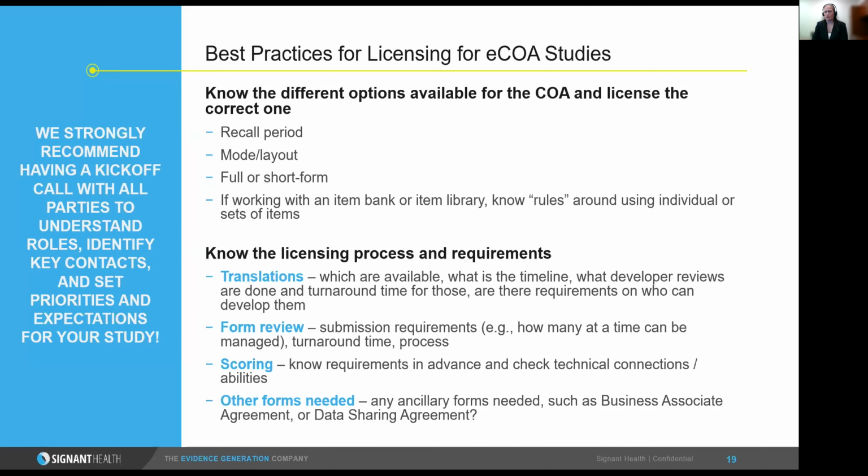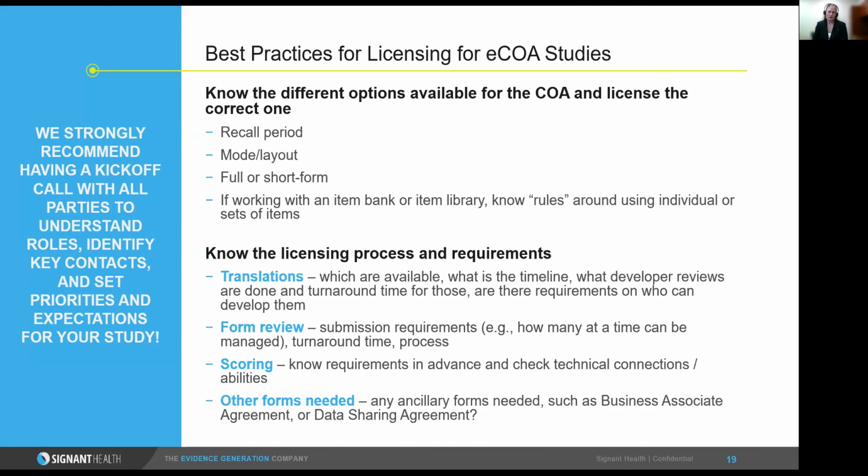You also need to know what are the requirements from the developer. In our case, we do our own development of translations so that we can control the quality and ensure that we know exactly what was done. You need to know form review requirements and scoring requirements.